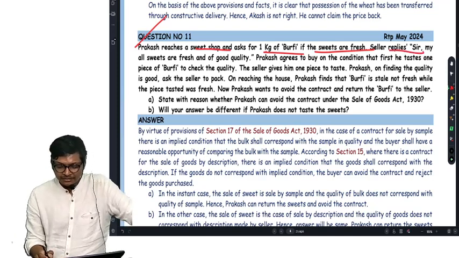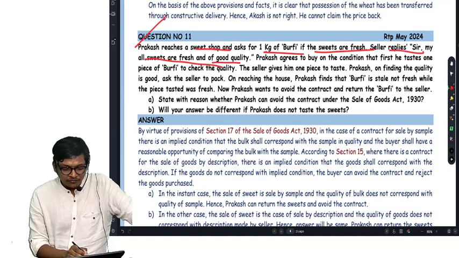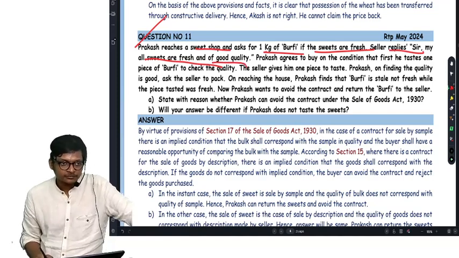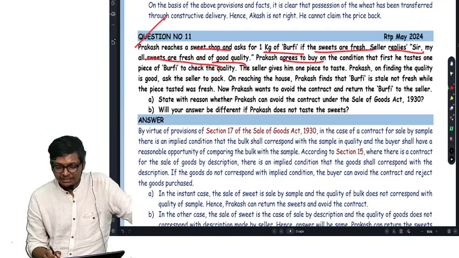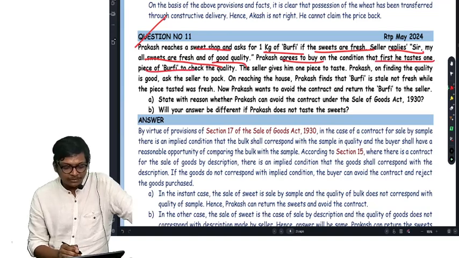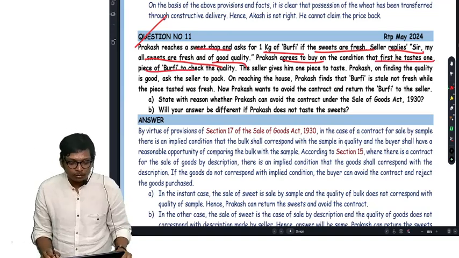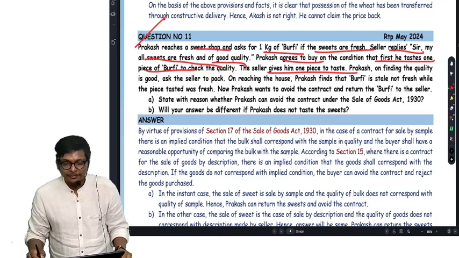Seller replies, sir, all my sweets are fresh and of good quality. He says fresh. Prakash agrees to buy on the condition that first he tastes 1 piece of barfi and checks the quality. The seller gives him 1 piece.